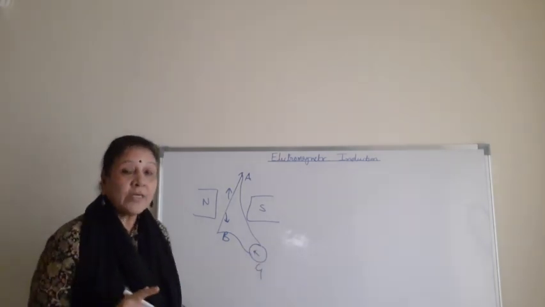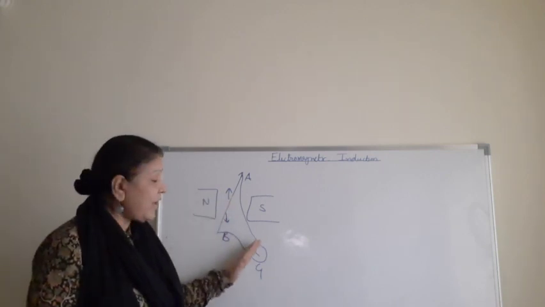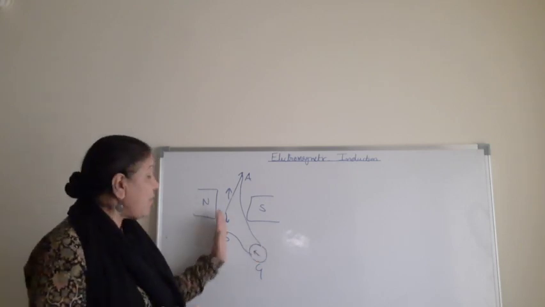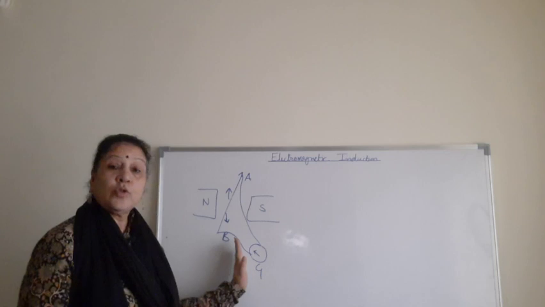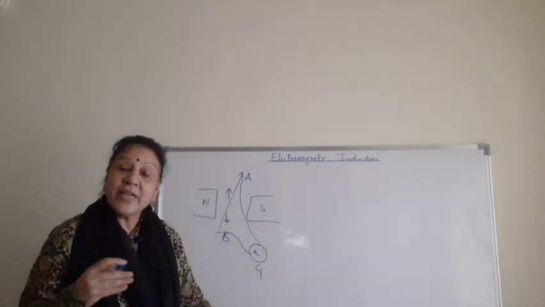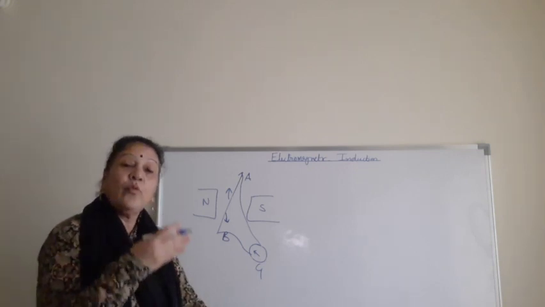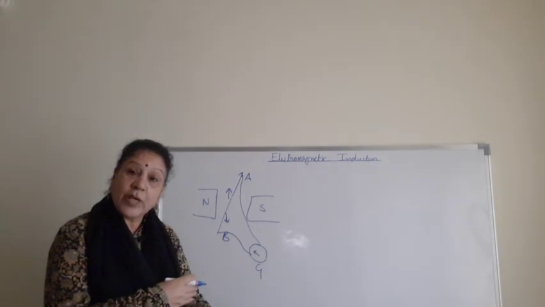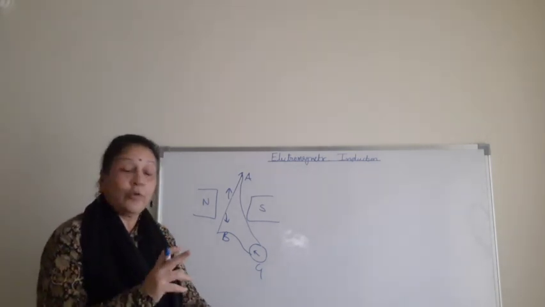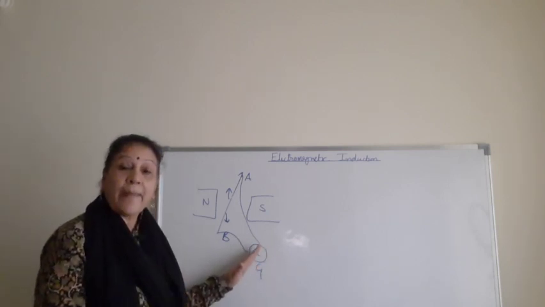So what I have observed is that when I rapidly move this wire up, the deflection of the galvanometer shows one direction of electric current. If I move it down, the deflection shows to the other side, showing that the direction of electric current is changing. If I move it rapidly up and down, then the pointer will move to and fro.